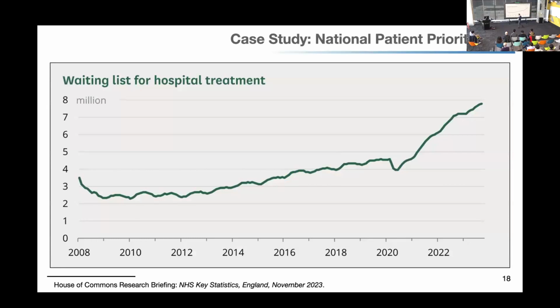This part of our research was a question brought to me by colleagues from the School of Public Health, and they were interested in studying patient prioritization. So it turns out that in England, ever since the outbreak of the COVID pandemic, the number of people that are waiting for treatment in hospital has skyrocketed from about 4.5 million people in 2020 to now about 8 million people in 2024. What that means is in England, we simply cannot treat all the people that are waiting for hospital treatment in time.